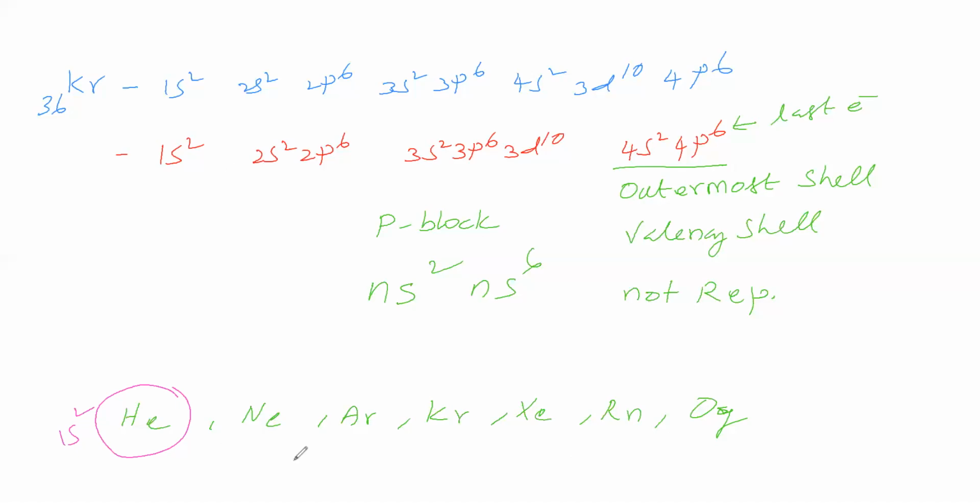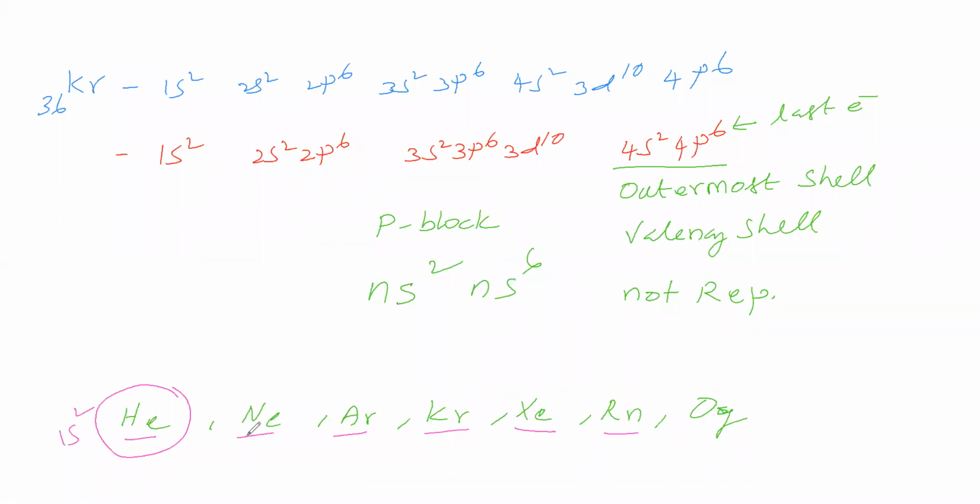Under particular conditions, xenon forms certain compounds. Krypton forms certain compounds. Helium compounds, neon compounds and argon compounds have not been discovered so far. Radon is a radioactive element. So these elements form compounds only under particular conditions. Xenon compounds have been prepared.